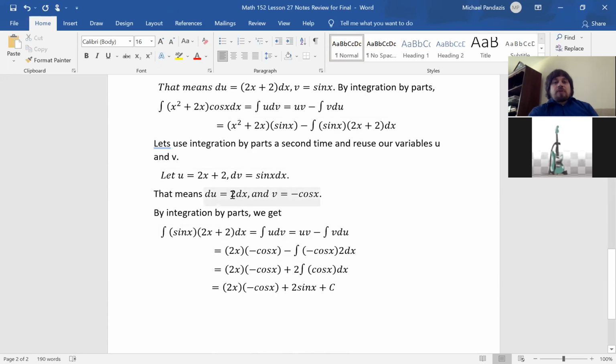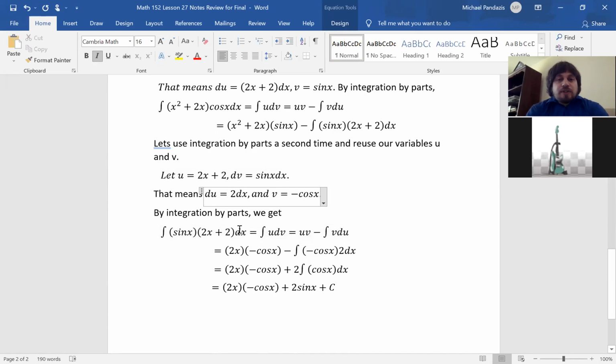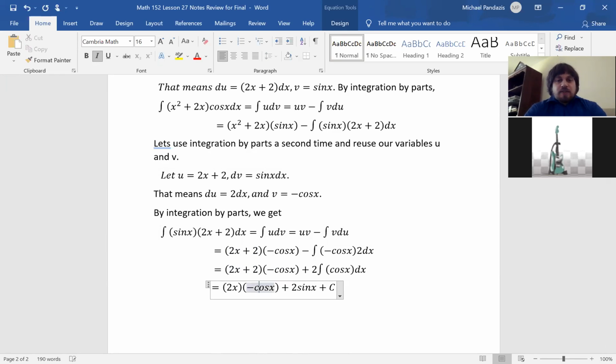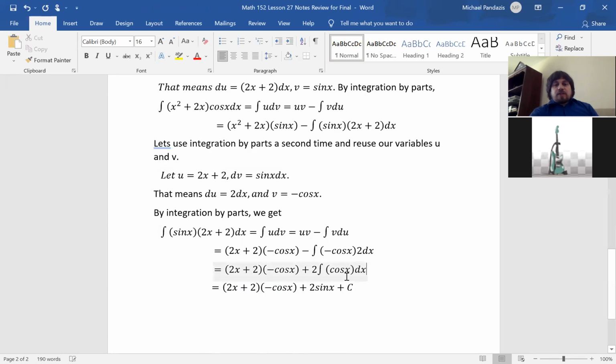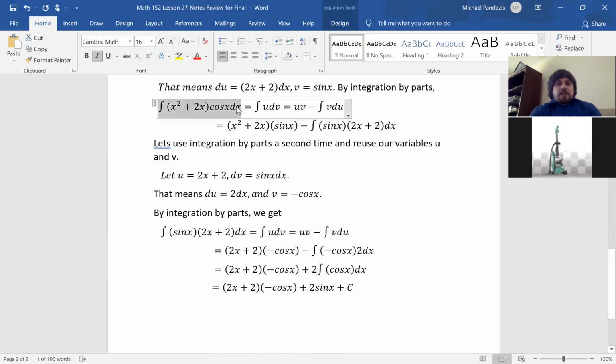Yep. No, but see, the du is 2 dx, right? So it's uv. Oh, wait, u is 2x plus 2. You mean here? Yes. Okay, I see it. 2x plus 2. uv minus the integral of v du. Okay, there we go. So I just substituted wrong. Okay, good. So that's this thing. So then we originally had that.